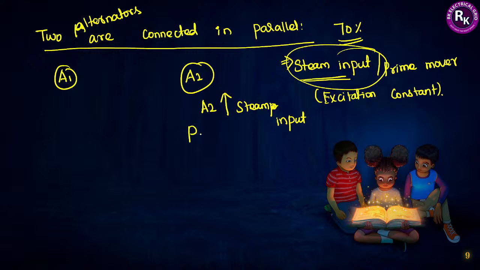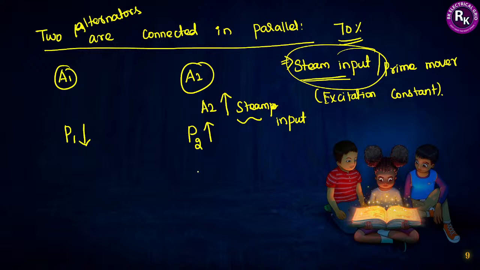Since I am increasing the steam input of alternator 2, the real power of alternator 2 will definitely increase. At the same time, the real power of alternator 1 will decrease. That is the first observation. I am not deriving anything here, just giving the notes.